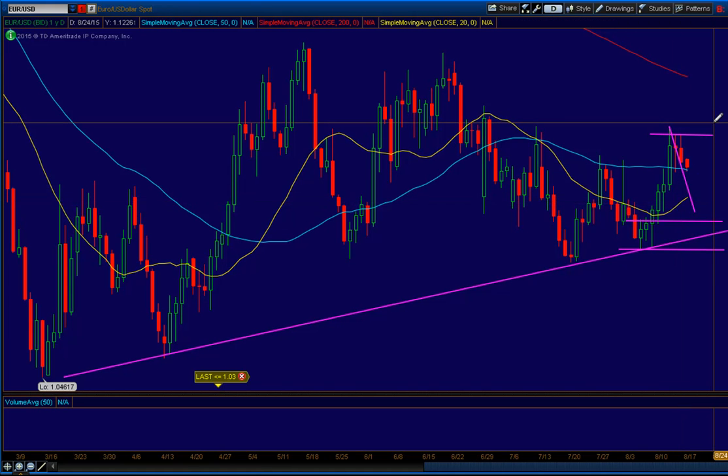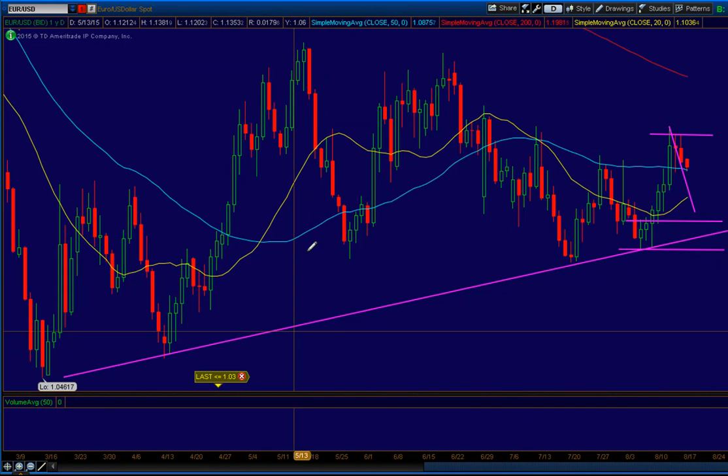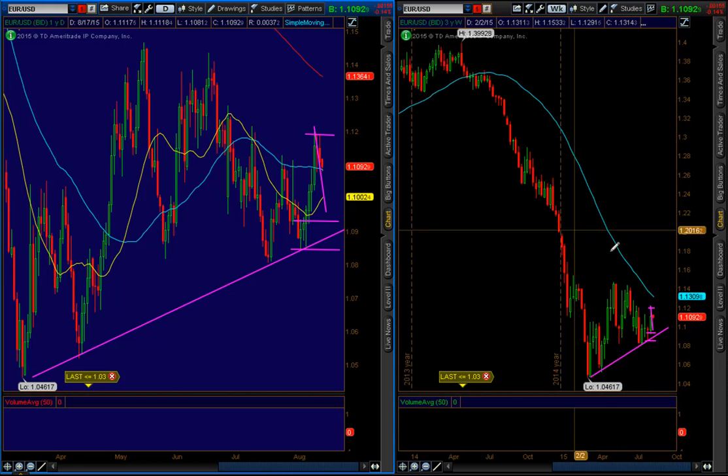You definitely want to see that the buyers are coming in, or that there is more buying sentiment than selling sentiment if you want to go long. So that is somewhat of your Euro USD analysis.